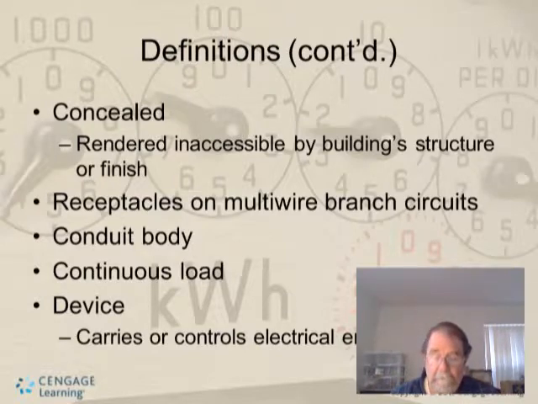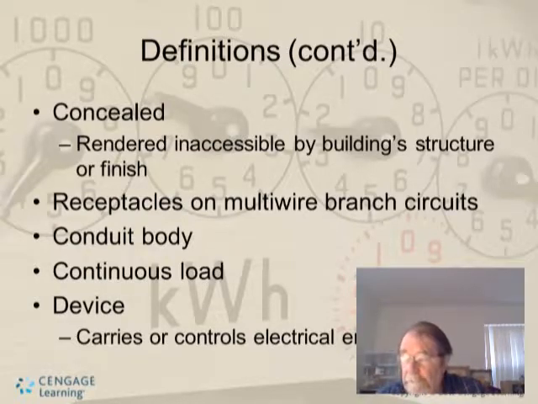All conductors of a multi-wire branch circuit must originate from the same panel or similar distribution equipment. There must be only one grounded neutral conductor, and there must be an equal voltage between it and the ungrounded conductor of that circuit. Now, concealed means rendered inaccessible by structure or finishing of the building. Conductors in concealed raceways, even though they still may be accessible by withdrawing them, are still considered concealed.